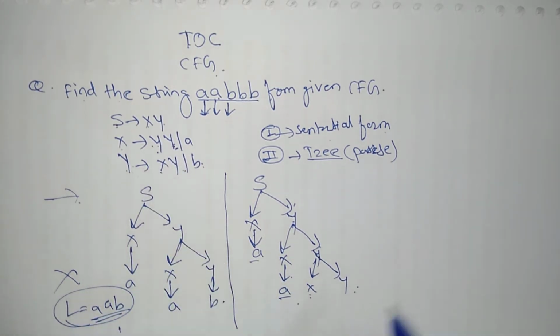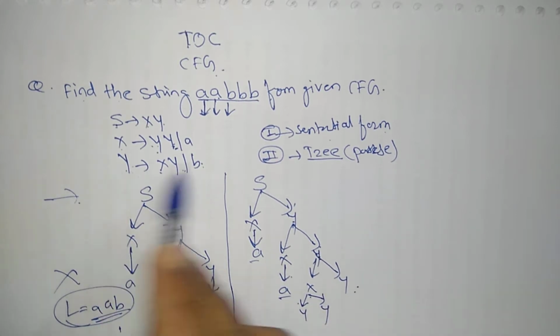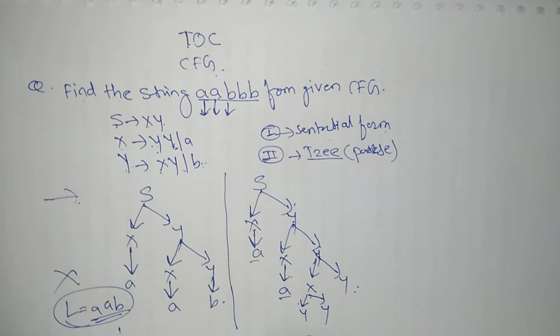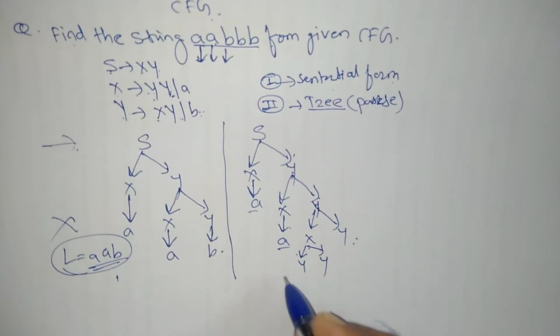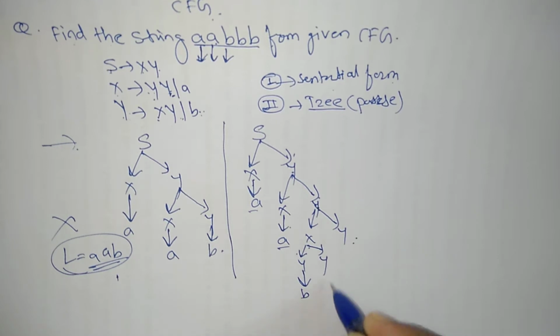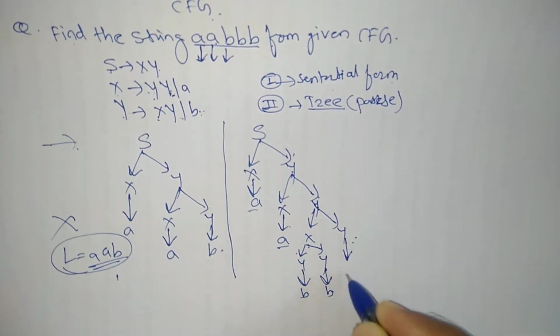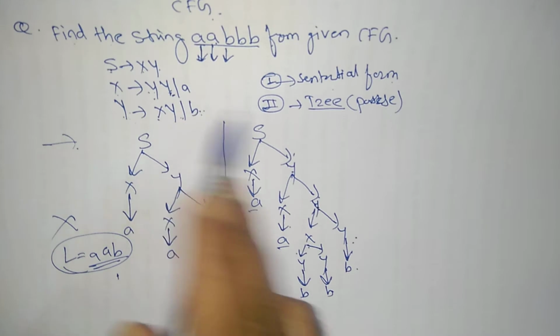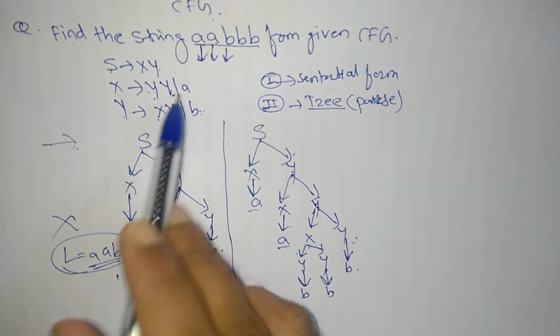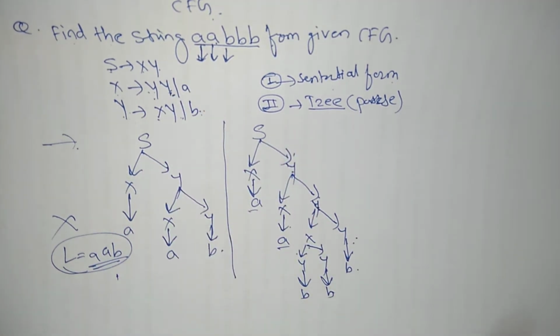Y will produce B. So this Y is going to produce B, this Y will produce B, this Y will produce B. B is a terminal symbol, as is A. When we reach the terminal symbol, then we stop here.